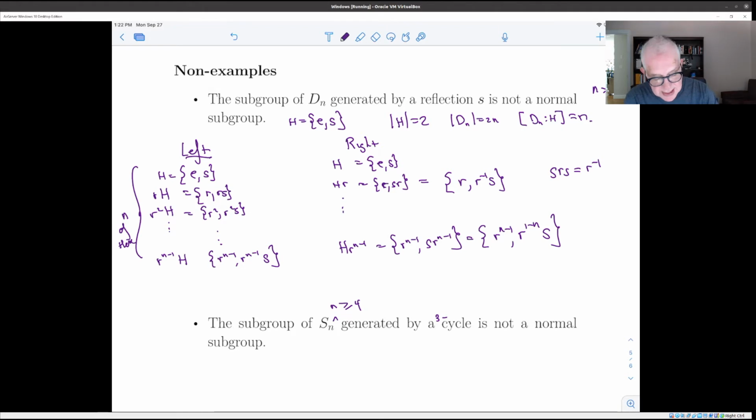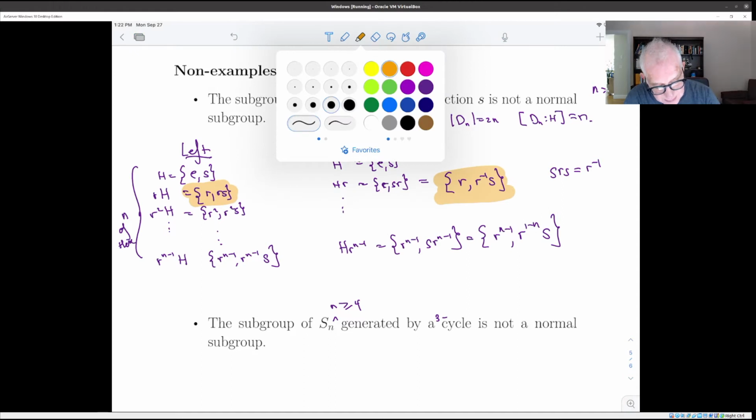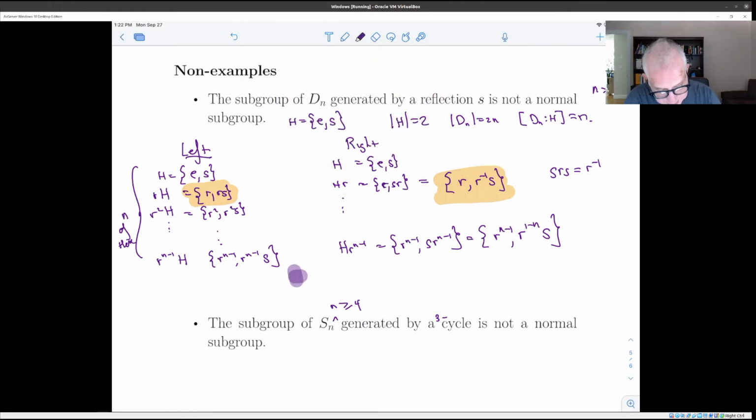And from this, we see that the left cosets and right cosets are actually different, because the right coset HR and the left coset RH are not the same. One has R and RS, and the other has R and R inverse S. And those elements are different. R and R inverse are different. And so the left cosets and the right cosets are not the same, and therefore H is not normal, because its left and right cosets are not the same.